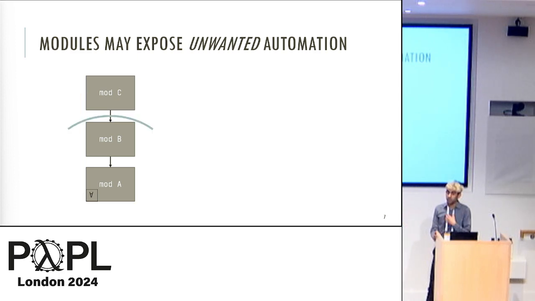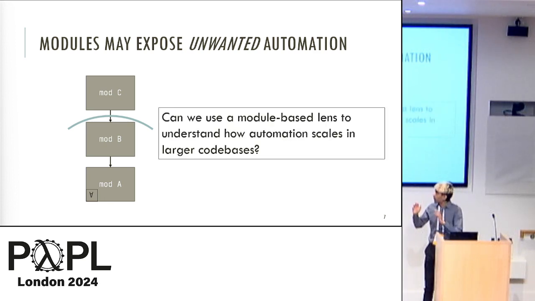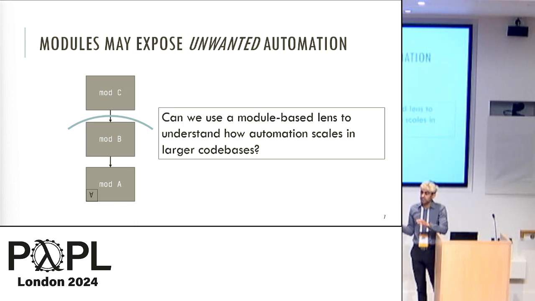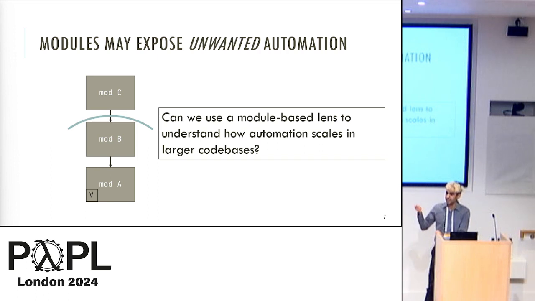So the question that we try to investigate a little bit further here is that, okay, we have the tooling to be able to put up these kinds of module boundaries, but we don't understand where to put them up in a larger code base. We don't have good tools to identify when this automation is leaking in a way we don't understand. So can we use a module-based lens to better understand how automation is scaling on larger code bases?